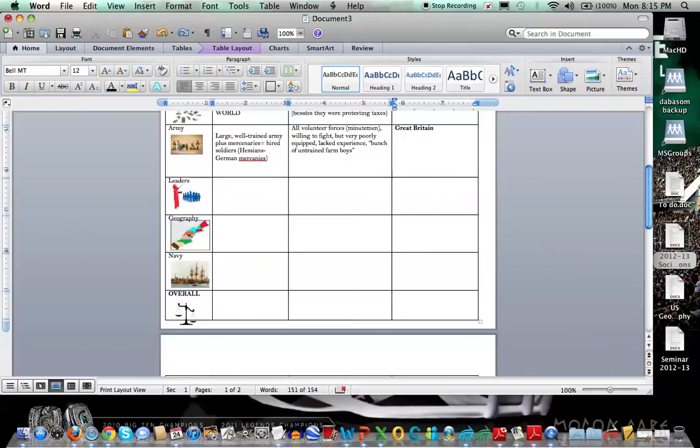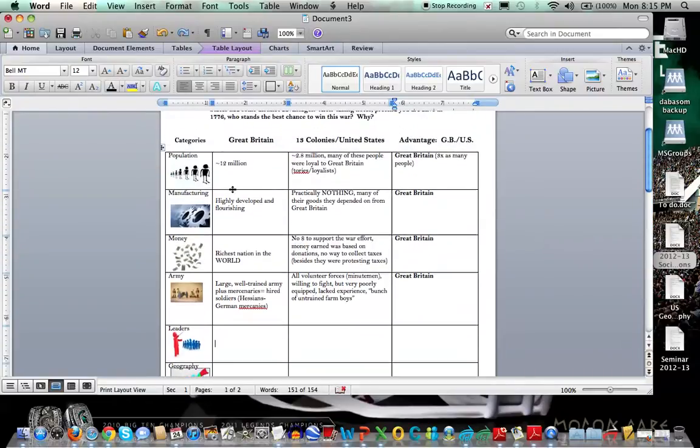Leaders. We're still on the British chart here. The British had few officers who were capable of leading. In particular, a guy by the name of General William Howe. General William Howe will basically take his sweet time, and it will end up costing him big.